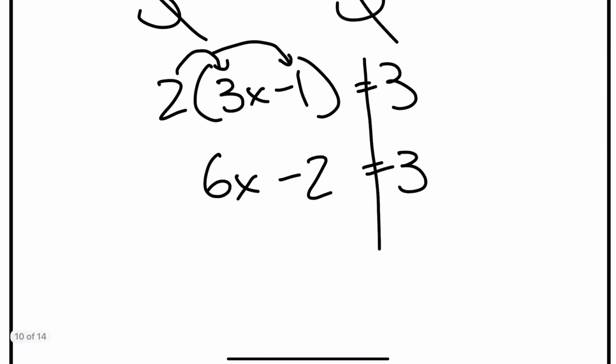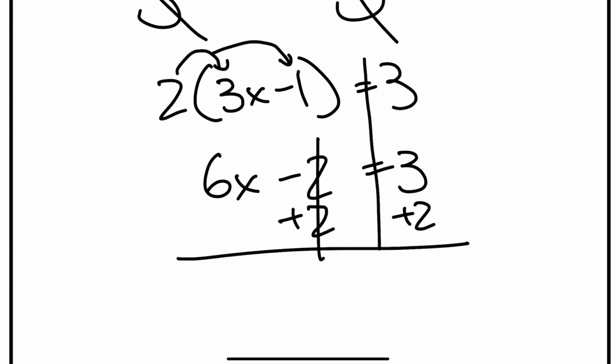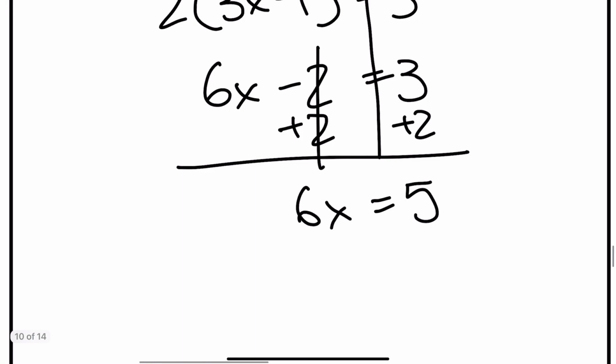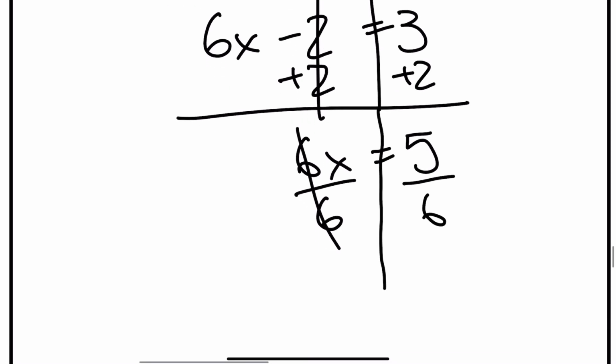We're solving, so I see I have to get x by itself. This minus 2 is in my way, so I'm going to get rid of that first. Plus 2. These cancel out. So I've got 6x = 3 plus 2, that is 5. I've got to get rid of that 6 next, so I'm going to divide by 6 on both sides. These cancel out, so I have x = 5/6.